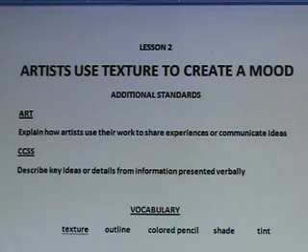The vocabulary is texture, which is the way things feel when we touch them. Outline, which means to trace the parts of a drawing. Colored pencil. Shade, which is the darker version of colors. And tint, which is the lighter version of colors.